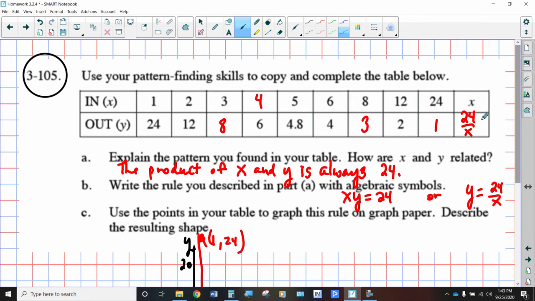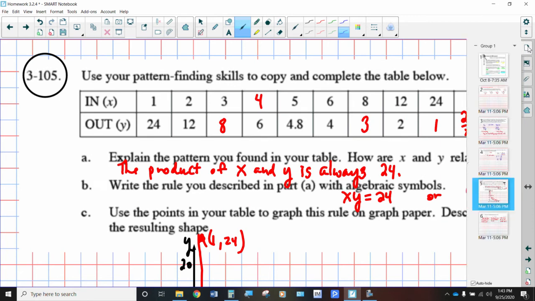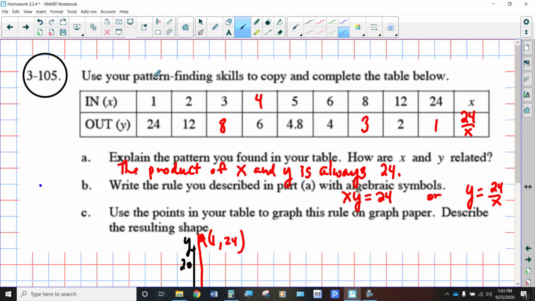All right, I think this might be the last problem. No, it's not the last problem. We got a couple problems. So use your pattern finding skills to copy and complete the table. All right, what do we know? We know that this number, that's interesting. What is going on here? 1 plus 23, absolutely not. 2, oh, I see what this is.